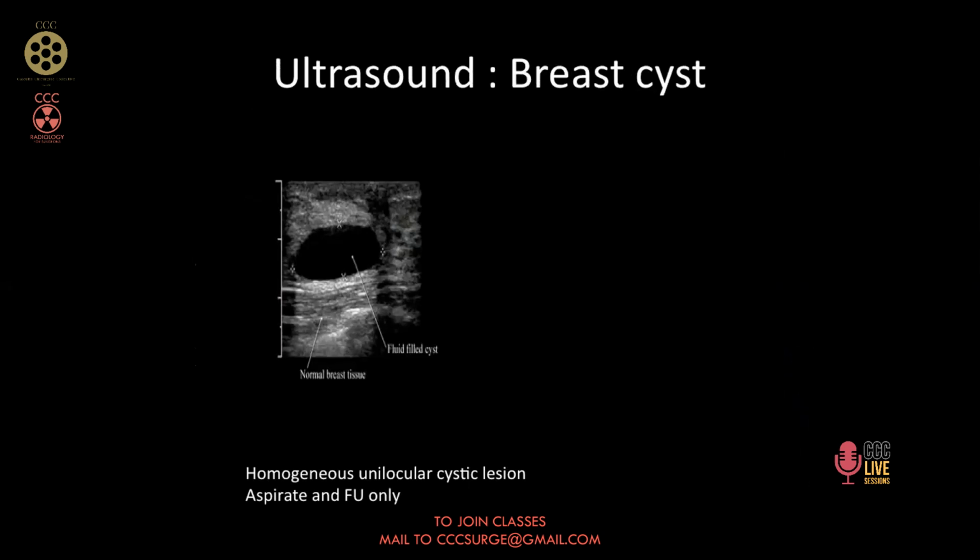Thank you, sir. Now look at this. This is again an example. Now this is a unilocular cystic lesion, no doubt about it. And if you look, there is a perilesional halo. That's a clear and distinct perilesional halo. It is a benign lesion.